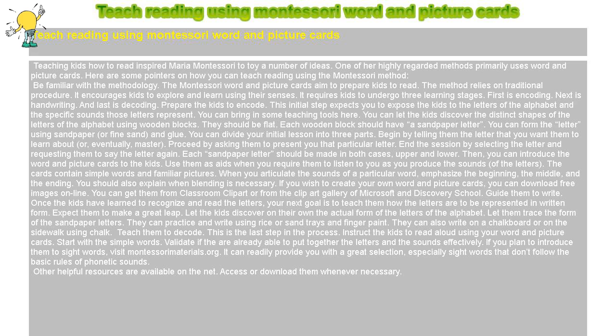You can let the kids discover the distinct shapes of the letters of the alphabet using wooden blocks. They should be flat. Each wooden block should have a sandpaper letter. You can form the letter using sandpaper, or fine sand, and glue. You can divide your initial lesson into 3 parts.